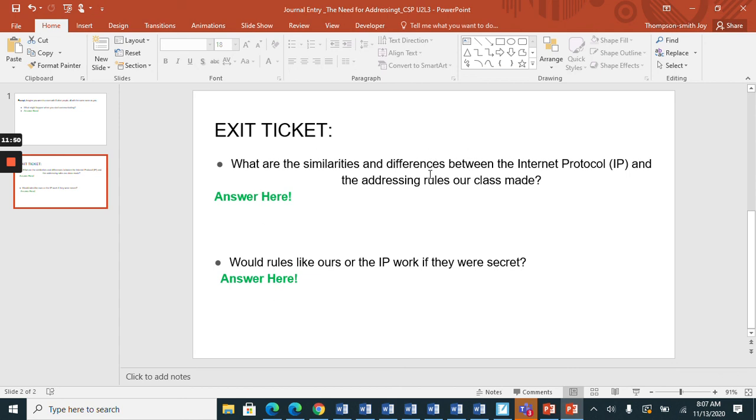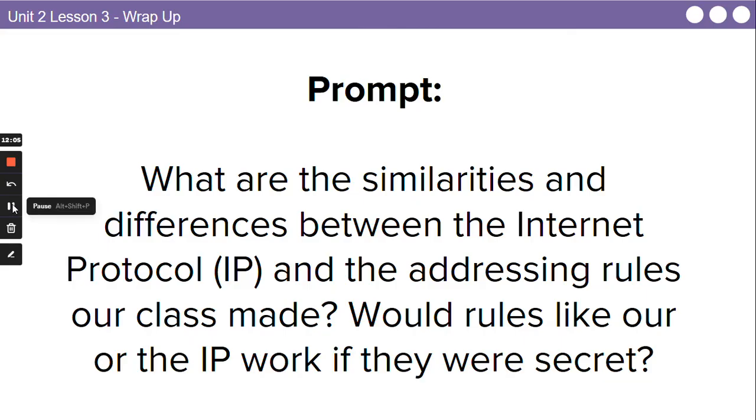What are the similarities and differences? And you put your response here. Would rules like ours or the IP work if they were a secret? And you put your response here. You are submitting this document. Okay? So the documents we write on are the ones we submit. Once you have completed the activity guide and the journal, those are the two you're submitting. The others are the PowerPoint guiding you through the steps and also the video.